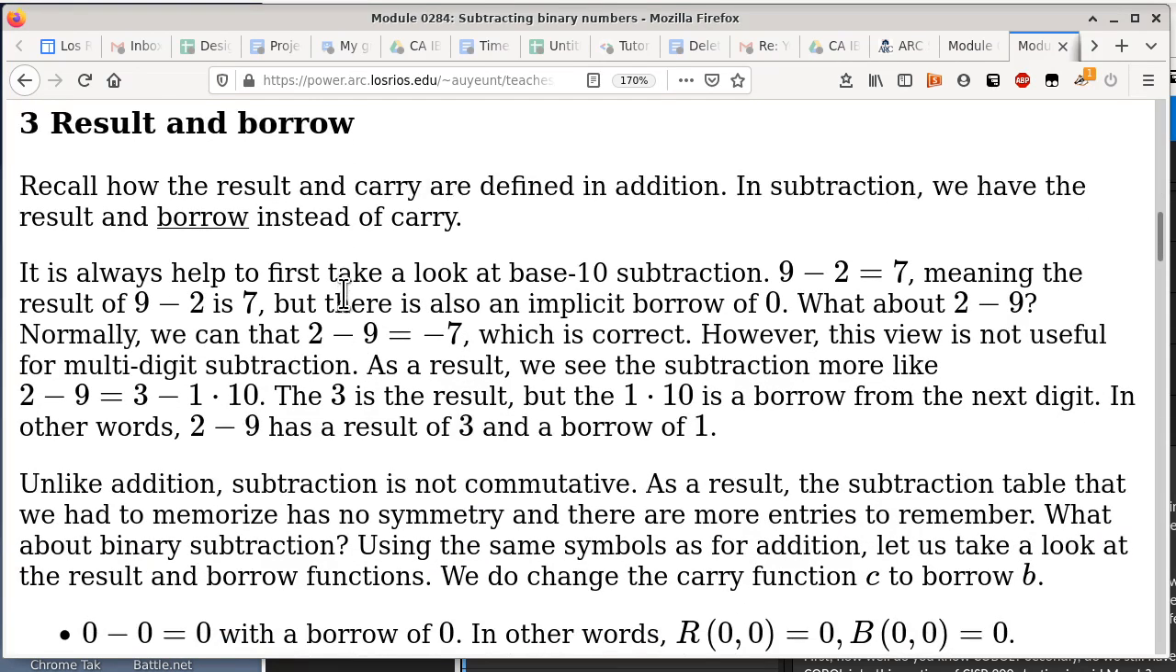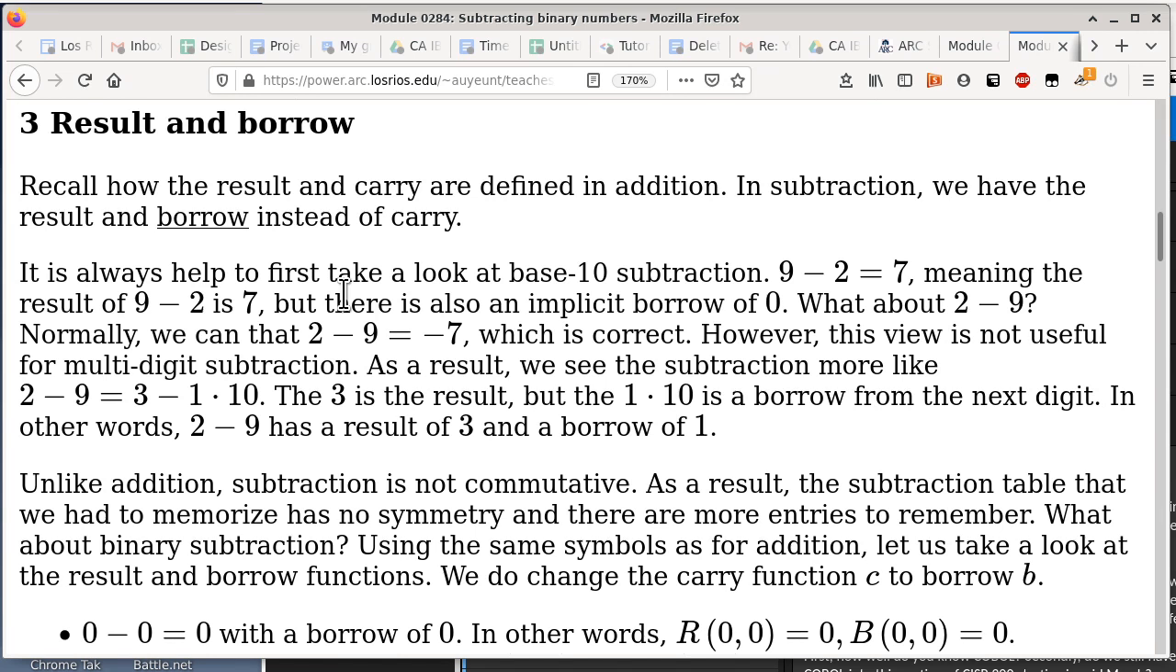Okay, so section 3 is talking about, if we look at subtraction, there's a result and there's also a borrow instead of a carry, okay? So I'm using base 10 as an example. So I'm asking you, what is 9 minus 2 in base 10? Most people will say, oh, that's easy. That's just 7, right? Okay, that's correct.